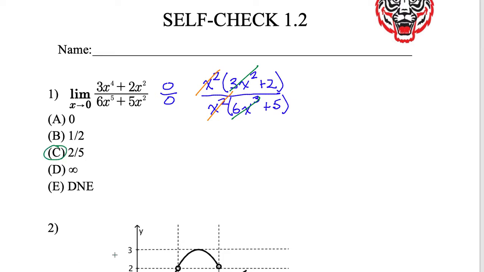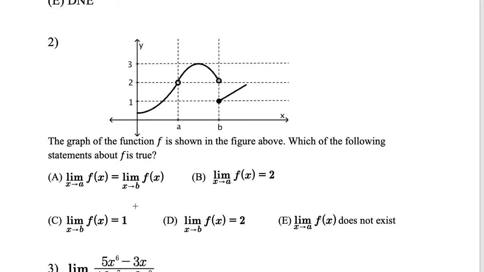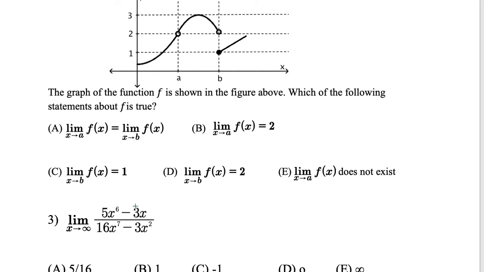Moving on to number 2. We have this cool graph, and we need to figure out which of these is true, which means many of them are false. This is saying the limit as x approaches a from both sides of f of x. Let's first figure out this left-hand side. As I go closer and closer to a from both sides, on the left, I get closer and closer to a height of 2. From the right, I get closer and closer to a height of 2. Let's write that down. This one is 2.